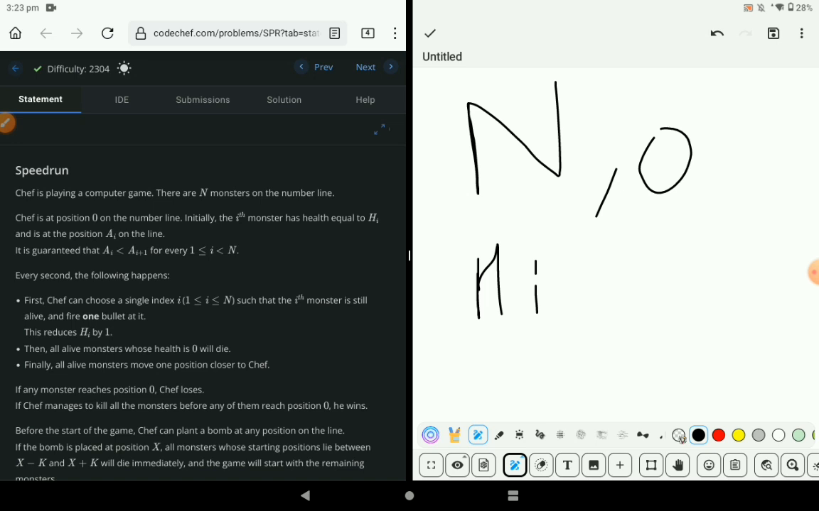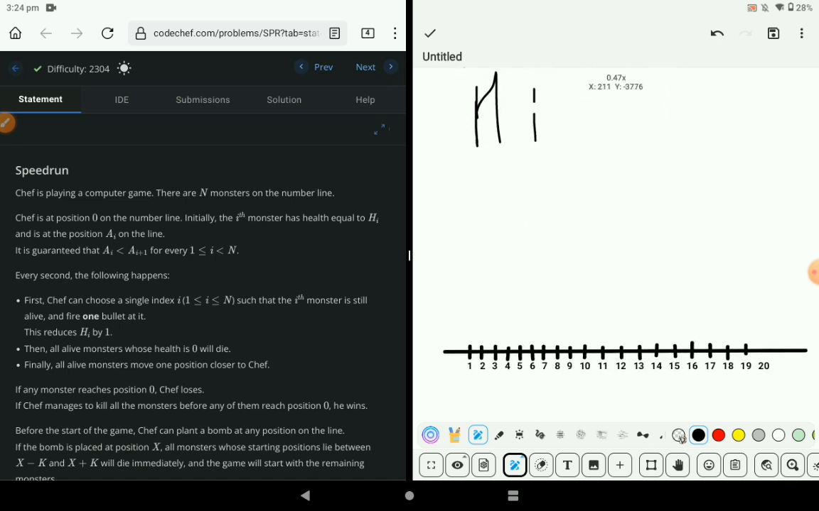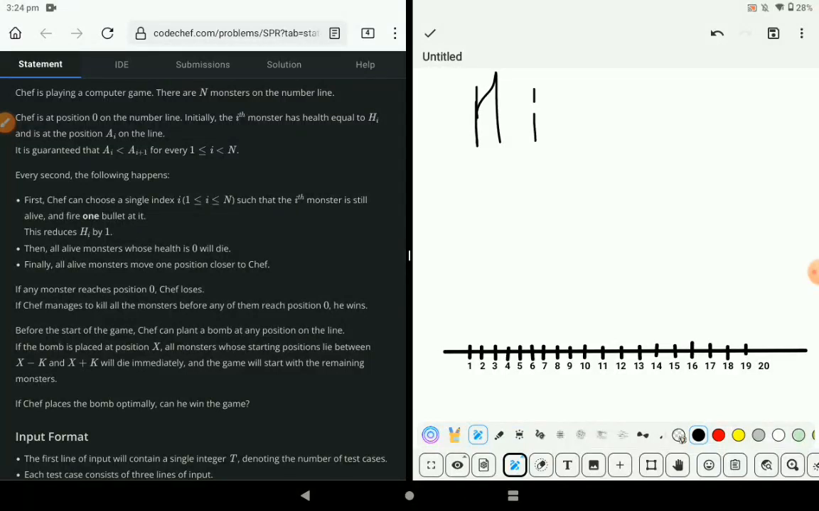So basically, if Shape chooses a single index, meaning Shape can fire only one bullet at a time, the health of the monster will reduce by only one. And also the other monsters will move by only one single step. Is that clear? So in the end, if a monster comes to index 0, Shape will lose the game. If Shape manages to kill all the monsters before they reach position 0, he wins.